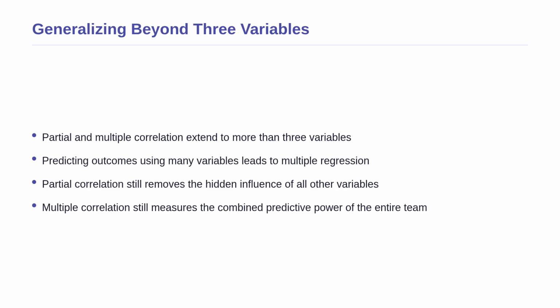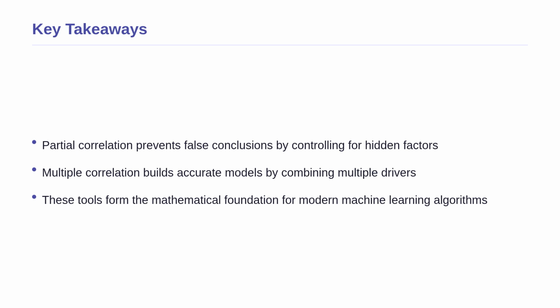Now that we have mastered the three-variable case, it is important to note that these concepts extend to many more variables. In real-world data science, we often predict outcomes using tens or hundreds of variables. Expanding these concepts leads directly into the field of multiple regression. However, the underlying logic remains exactly the same. Partial correlation removes the hidden influence of all other variables, and multiple correlation measures the combined predictive power of the entire team of variables.